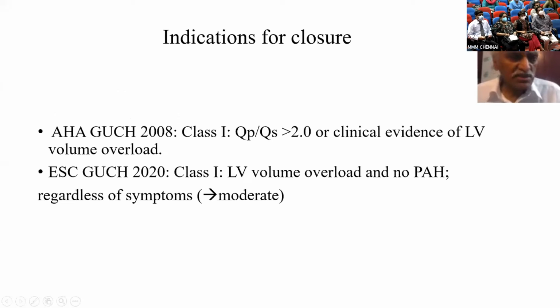Indications for closure have appeared in guidelines. American Heart Association guidelines say it's class 1 when the Qp/Qs is more than 2 or when there is clinical evidence of LV volume overload. The European Society also gives a similar class 1 recommendation if there is LV volume overload, regardless of symptoms. So our patient population which we are now discussing falls in this category.